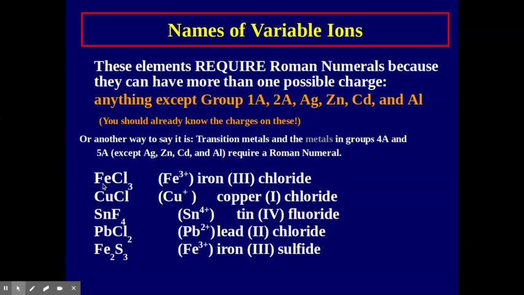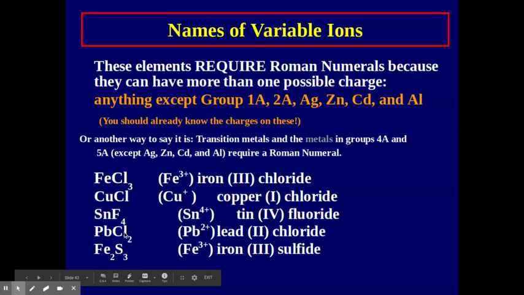So, if this iron is bonded to 3 chlorines, each chlorine is a -1. So you have a total of 3 negatives. You have to have 3 positives. So this must be iron with a +3 charge. So it would be iron 3, Roman numeral 3, chloride. This copper is bonded to just 1 chlorine. So chlorine has a -1 charge. So that copper must have a +1 charge. So it's copper 1 chloride.